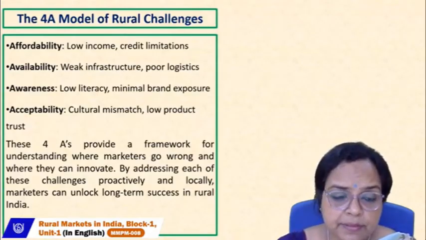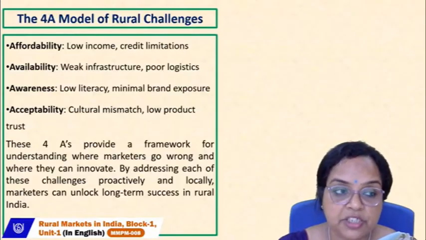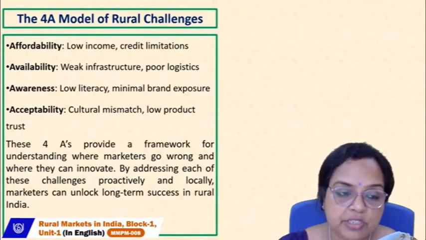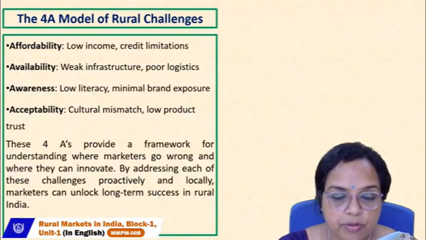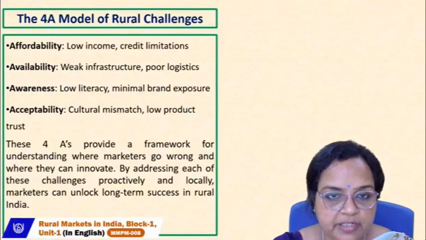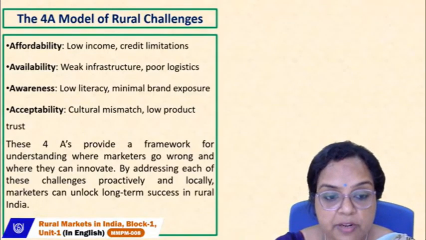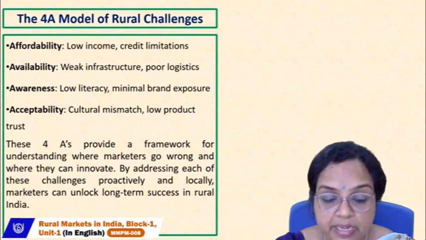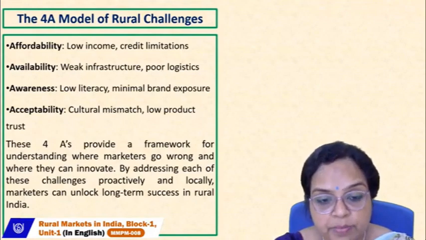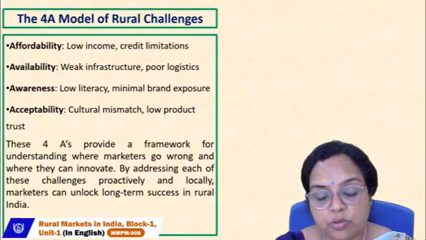The last one is accessibility. That is because if the product is not matching their cultural acceptance, with low product trust, it is creating the fourth challenge. And these four A's, or four factors, are known as the 4A model of rural challenges. A marketer has to take care of this 4A framework for understanding where marketers go wrong, where they can innovate, and where they can improvise the products. By addressing each of these challenges proactively and locally, marketers can unlock long-term success in rural India.